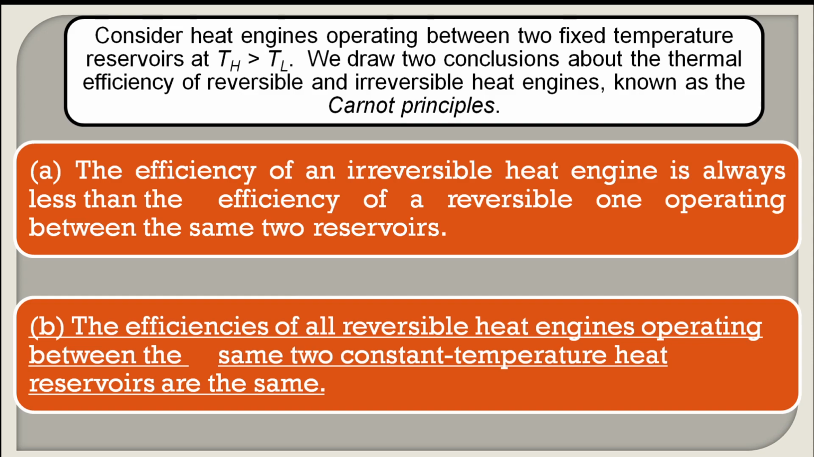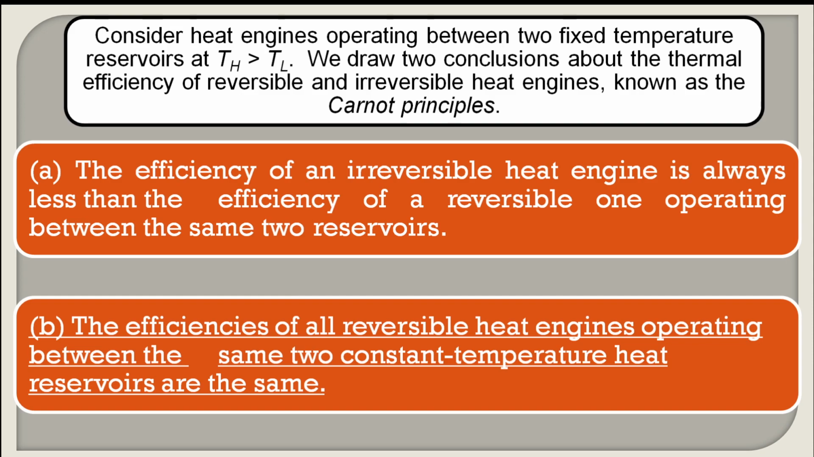When you compare the efficiencies of reversible and irreversible heat engines, the two important conclusions are termed as Carnot principles. The first one is that the efficiency of an irreversible heat engine is always less than the efficiency of a reversible one operating between the same temperature limits TH and TL. The second is that the efficiencies of all reversible heat engines operating between the same two constant temperature heat reservoirs are the same.